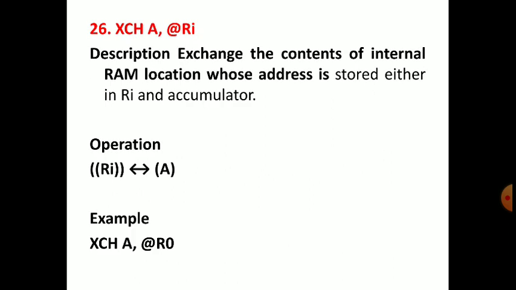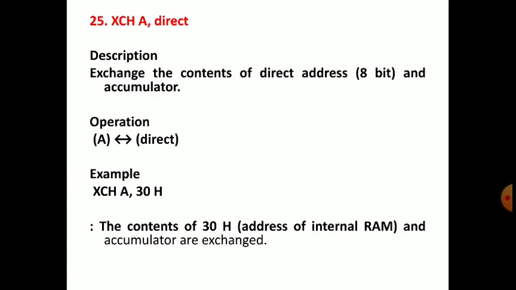And we can simply draw a table, that is the assignment for you. An example, XCH A comma 35H, and the direct address 35H, assume some contents in it, and accumulator A has some contents in it. Before execution and after execution, please draw a table and represent it.